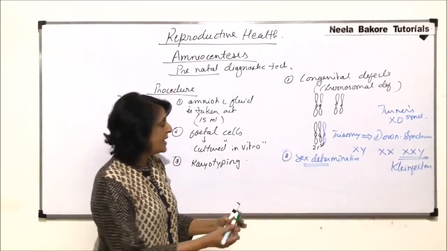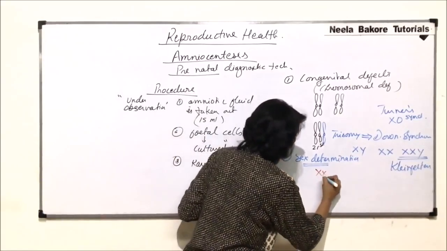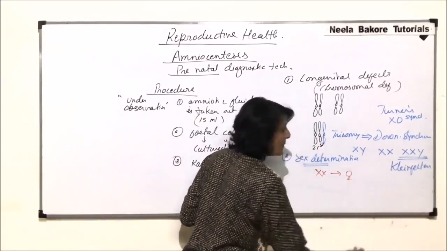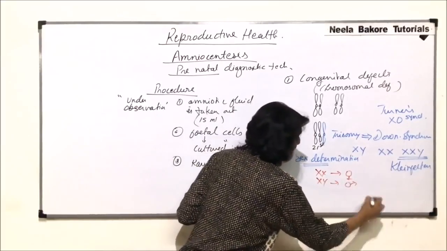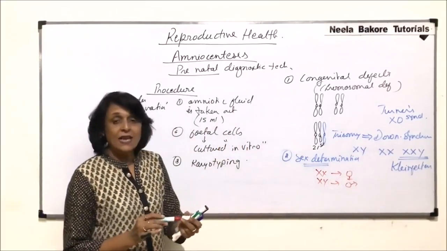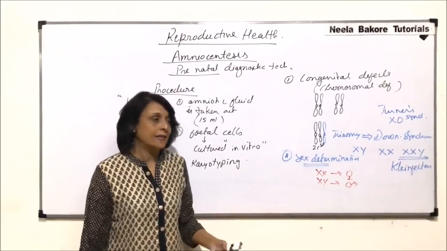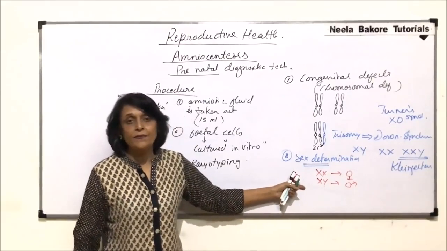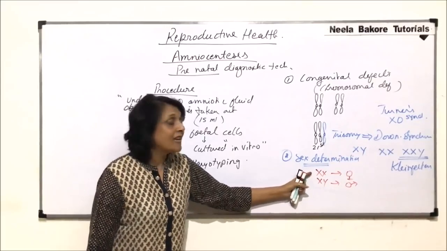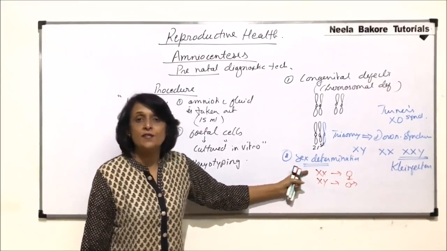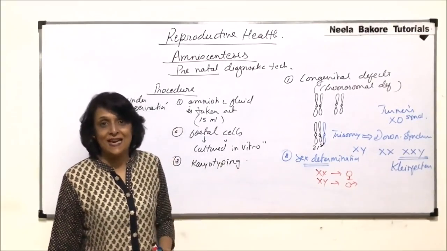Now coming to the sex determination. As I said, it's very easy. If we find two X chromosomes, it is a female fetus. If we find XY chromosomes, it is a male fetus. Some people or some families, for some reason, want boys in the family, and for that, they kill the female fetus. This is called female feticide.